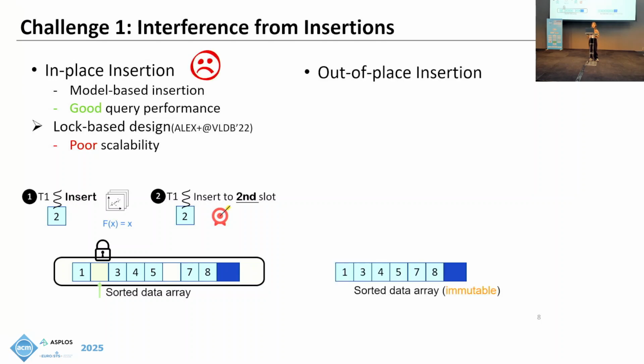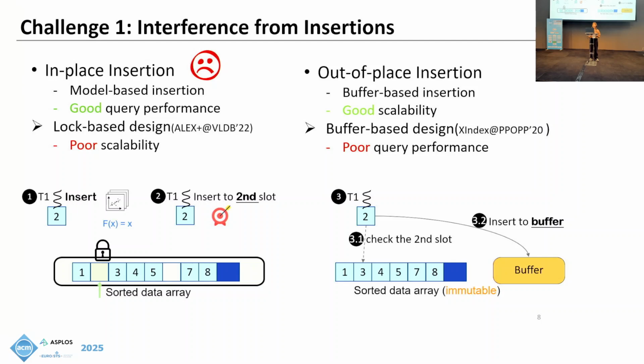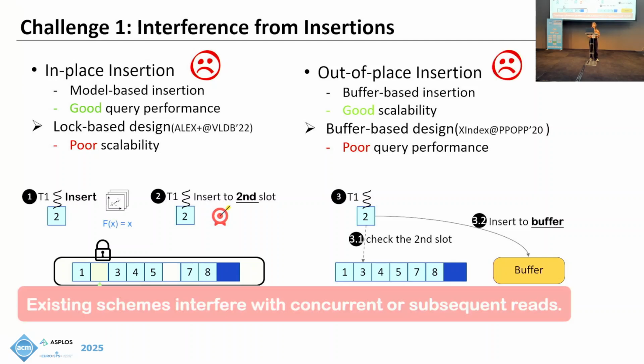Another design choice is out-of-place insertion. This means that we keep the data in the data array immutable and accommodate the newly inserted items in an extra buffer. For example, XIndex takes such a design. It will have good scalability because the data are stored separately and we can use a highly scalable structure as the buffer. However, it will have poor query performance because we need to check both places. So we found that existing schemes interfere with concurrent or subsequent reads.